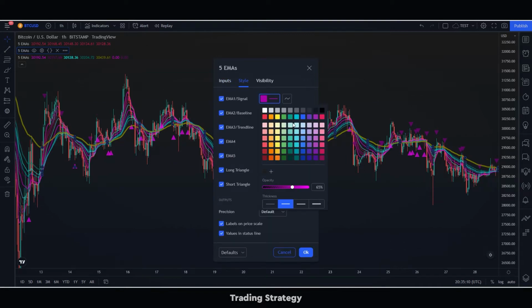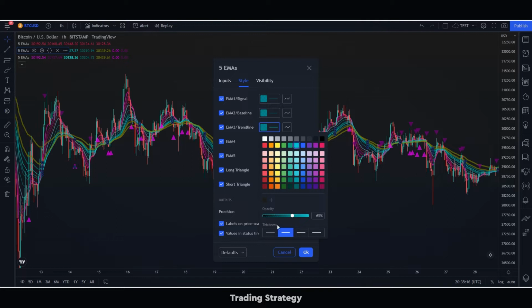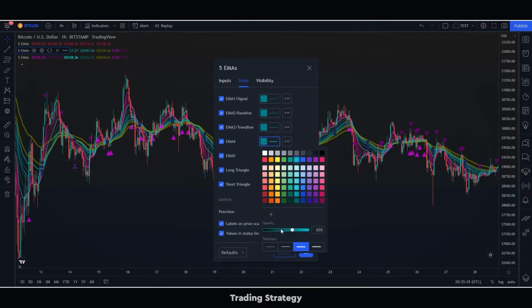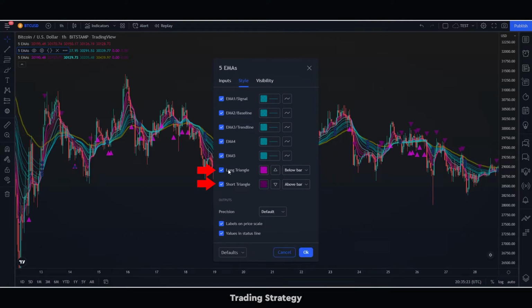We will change the color of all the EMAs to light blue, and we will leave the thickness to the minimum. We will also deactivate the triangles that the indicator brings.